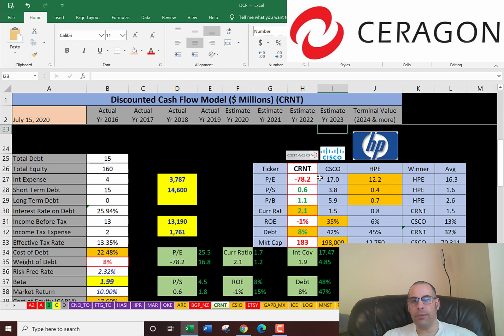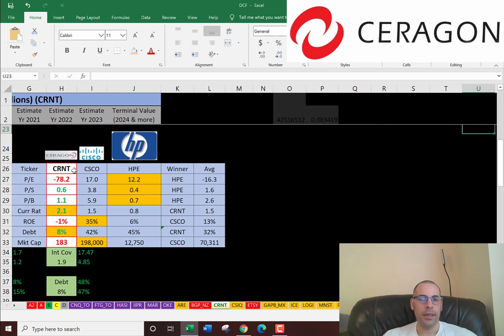And the best way to look at ratios is to compare them to similar companies. So I've done videos on Cisco and HP, and these are much bigger companies than Ceragon. In terms of PE, HP is the best, and in price to sales, HP is also the best, and in price to book, they're the best. So Ceragon is worse than the average in price to earnings, but they're better than the average in price to sales and price to book. They're also better than the average in current ratio. They're worse than the average in ROE. They're better than the average in debt because they only have 8%, and the average of the three companies is 32%. And they're much smaller than the other companies, especially Cisco.